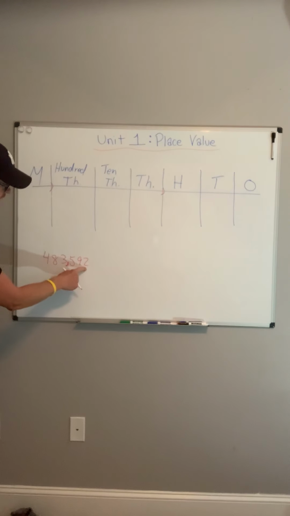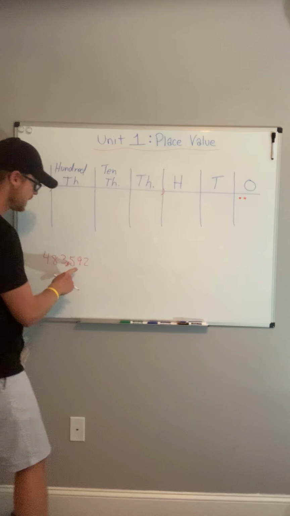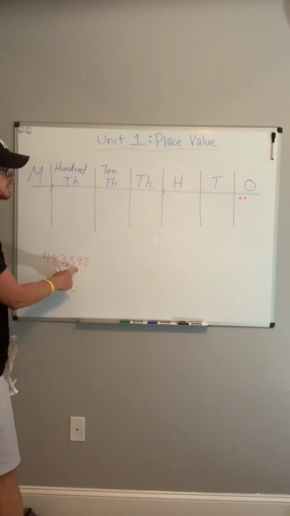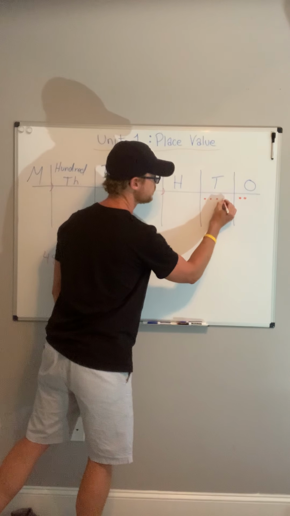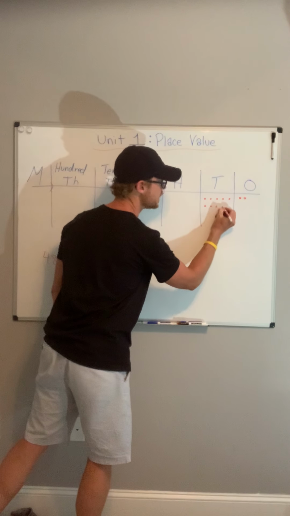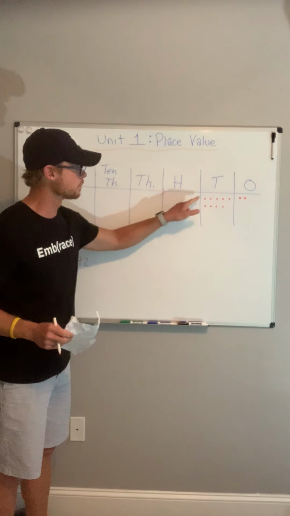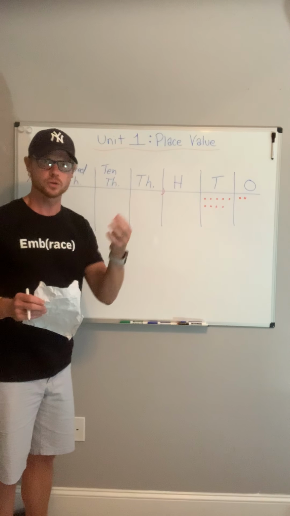So I know in the ones place I have 2, so I'm going to do 2 dots. 1, 2. In my tens place I have 9 tens, so I'm going to represent 9 dots. 1, 2, 3, 4, 5, 6, 7, 8, 9. And notice, guys, that I put them in groups of 5. It's a lot easier to count. It's a lot easier to be neat. And so you can see your own work.